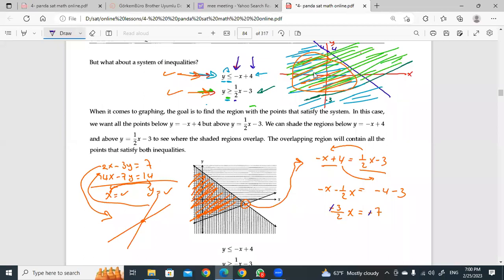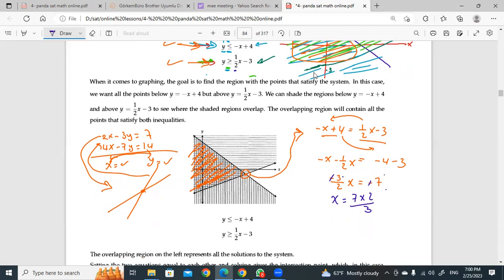And then I will multiply by the reciprocal of all of the equation. So it will be x equals 7 multiplying by 2 divided by 3, as you see. Okay, so here I move the 2 to the other side by multiplication, and I move the 3 to the other side by division. And then here I have 14 over 3. So I got x, which equals 14 over 3.